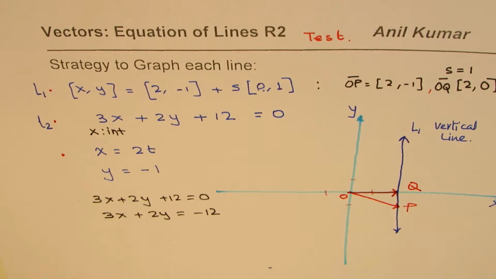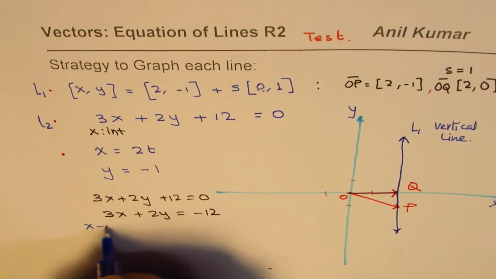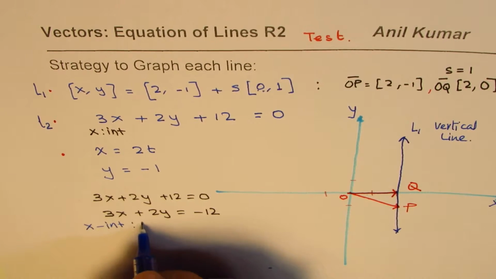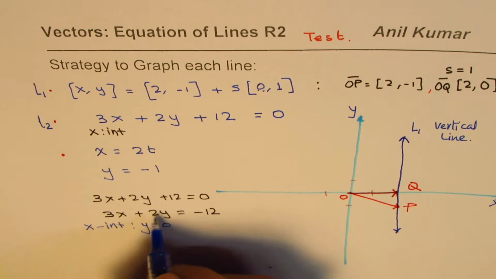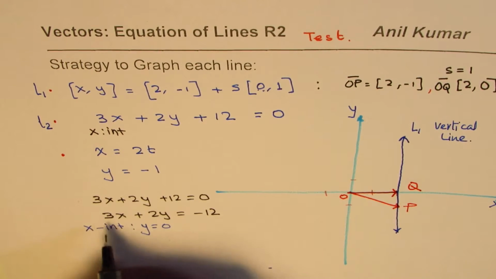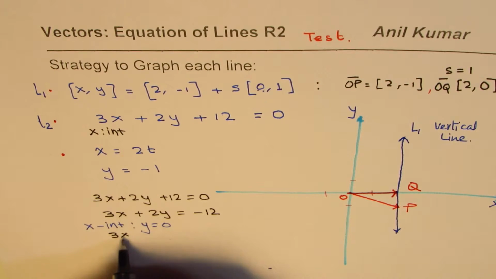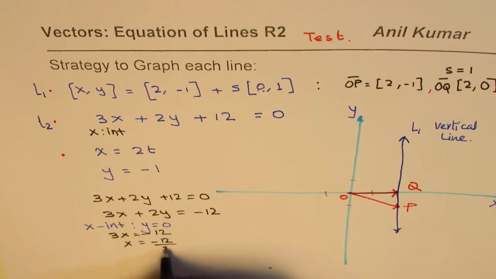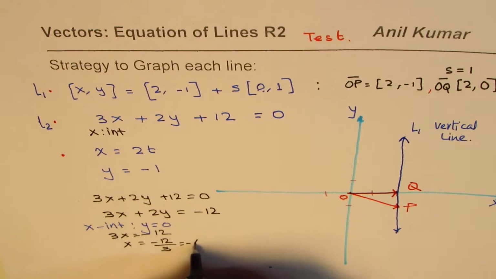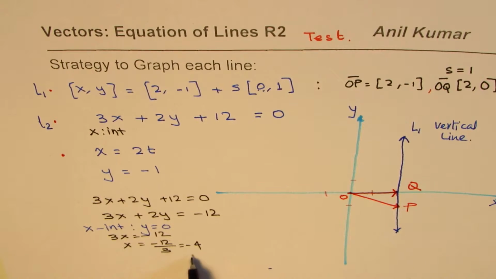And now, to find the x-intercept, we'll equate y equals 0. So if y is 0, then we get 3x equals minus 12, or x is equal to minus 12 by 3, which is minus 4. So we get minus 4 as one of the points, right?